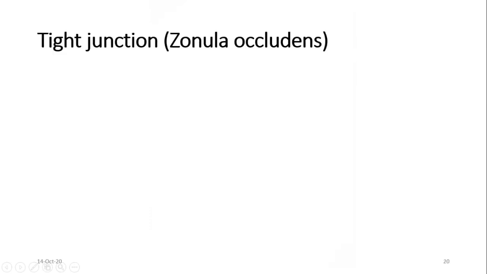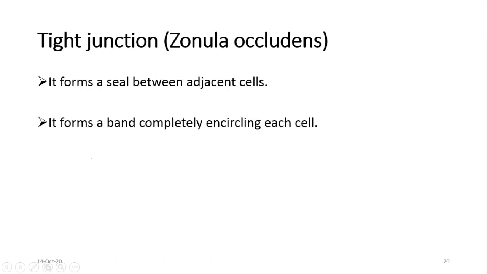We'll talk about the first type of junctions, the tight junction or zonula occludens. It forms a seal between the adjacent cells. Seal means weld. They are occluding, tight. It forms a band completely encircling each cell. Here it encircles the cell completely.